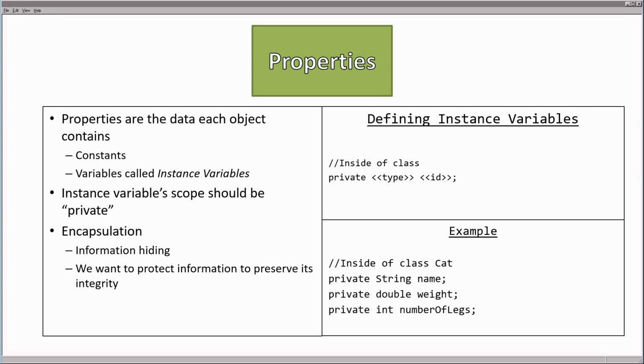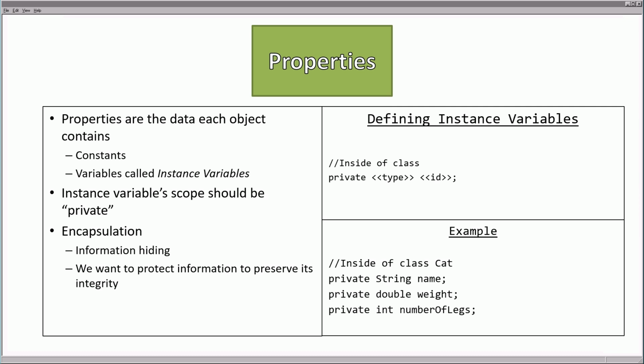Now, once you have defined the class, you should write the properties. The properties are the data that each object contains, and this can be constants or variables, and these are called instance variables. We're going to mostly focus on instance variables. Instance variable scope should always be private. The reason why we do this is because of this concept in object-oriented programming called encapsulation. Encapsulation means information hiding. So what we want to do is protect information. That way we preserve its integrity. We want to make sure that we error check all the properties. That way this class or the instances that we call objects behave in the way that we intend.